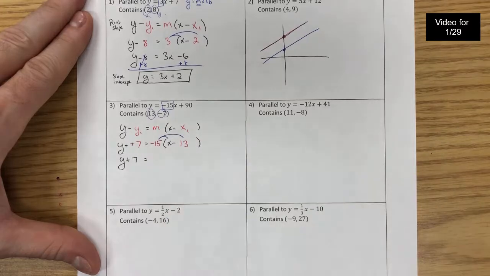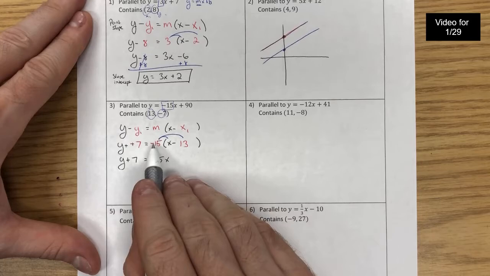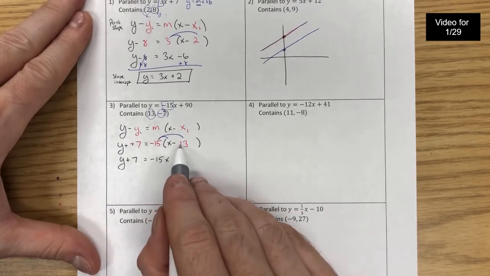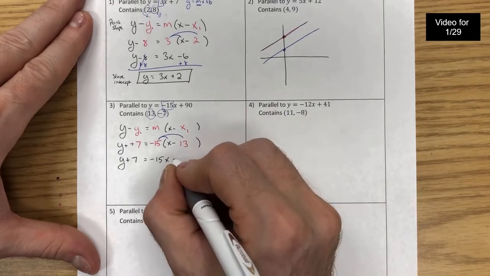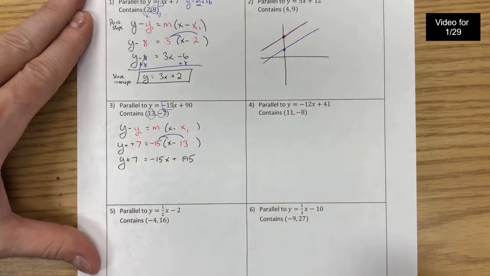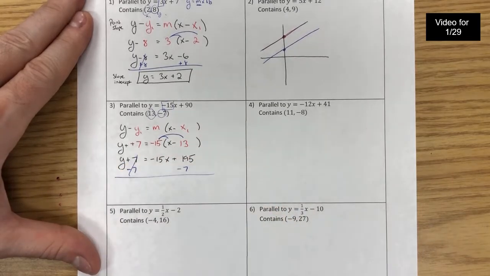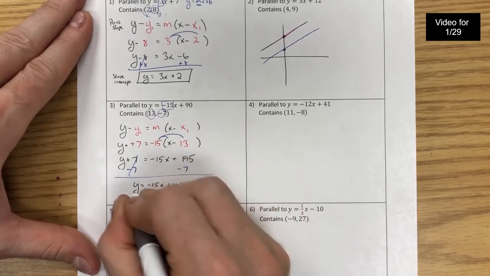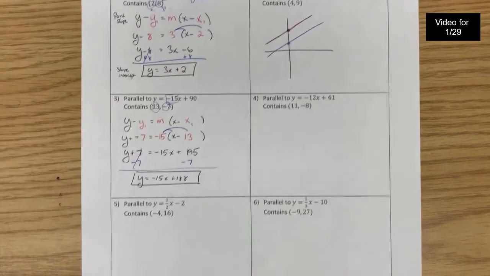We're going to distribute that negative 15, which is going to be a negative 15x, negative 15 and negative 13. Let's see. 15 times 10 is going to be 150. 15 times 3 is 45. 150 and 45 is going to give us 195. Cool. And the last step is just to isolate the y by getting rid of that constant over there. It's going to cancel out, and we have y equals negative 15x plus 188. Boom. There we go. Easy enough.